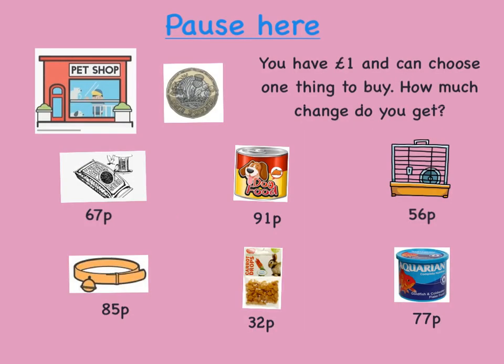So now you're in the pet shop and you have £1 to spend. Here are some different items and their prices. Can you have a go at working out how much change you would get if you were to buy each item with a £1 coin? As an extra challenge, what coins would you be given as change? Pause here if you'd like to have a go at this challenge.